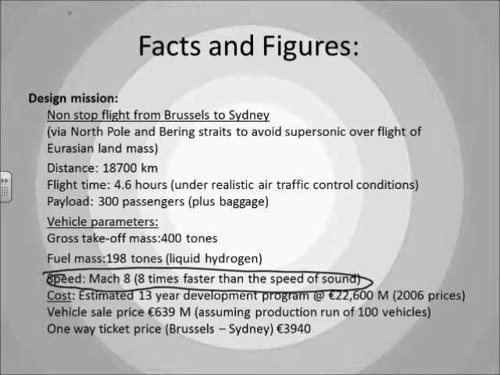Here are a few facts and figures about this. About its design mission: it is supposed to have a non-stop flight from Brussels to Sydney, via North Pole and Bering Straits. Then it's supposed to cover a distance of 18,700 kilometers, flight time 4.6 hours, payload 300 passengers, and a few other vehicle parameters, among which the most important is the Mach 8 speed, which means it's going to fly at a speed 8 times faster than the speed of sound. That's an incredibly high speed.